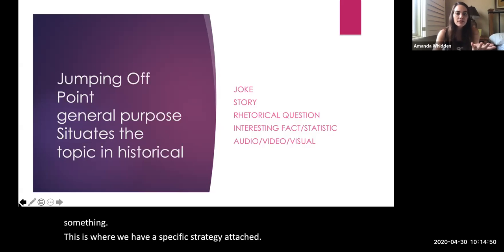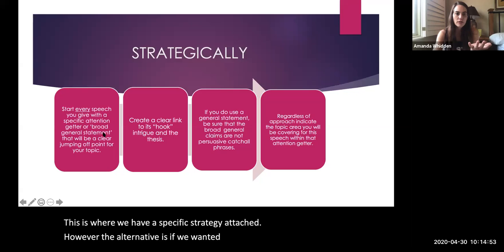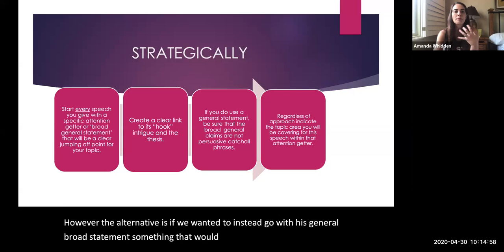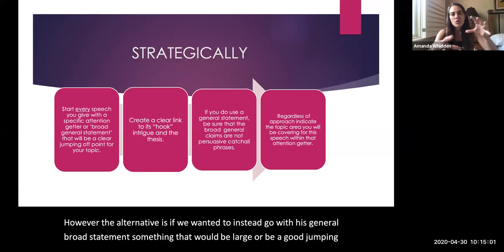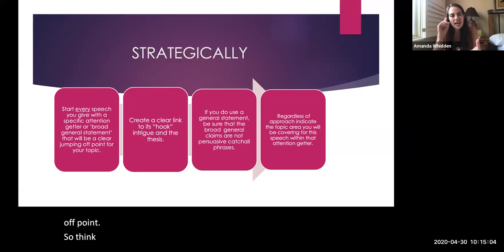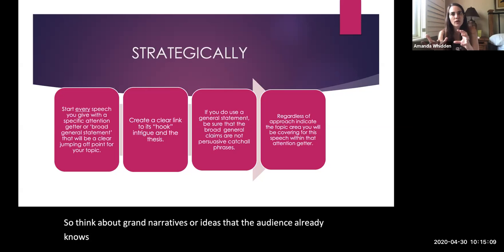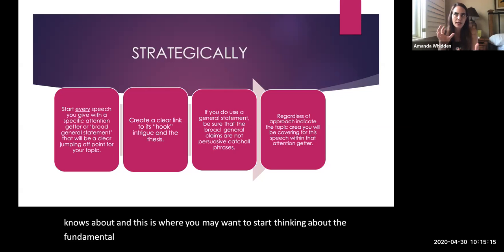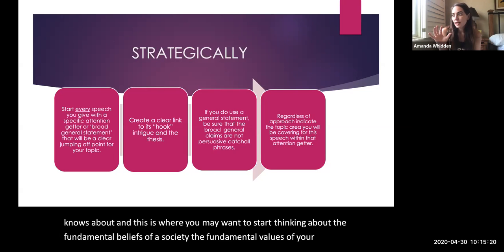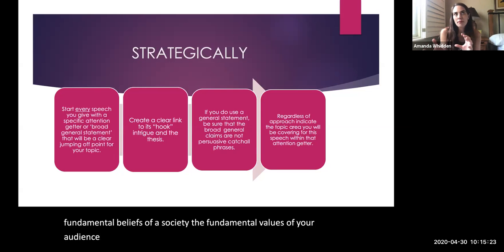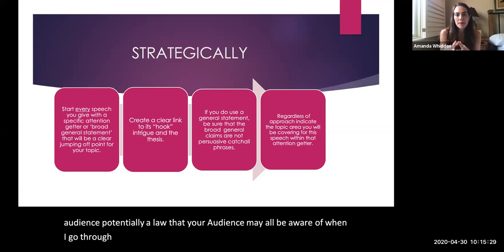However, the alternative is if we wanted to instead go with this general broad statement, something that would be large or be a good jumping off point. So think about grand narratives or ideas that the audience already knows about. And this is where you may want to start thinking about the fundamental beliefs of a society, the fundamental values of your audience, potentially a law that your audience may all be aware of. When I go through the specific examples, this will become a bit more clear.